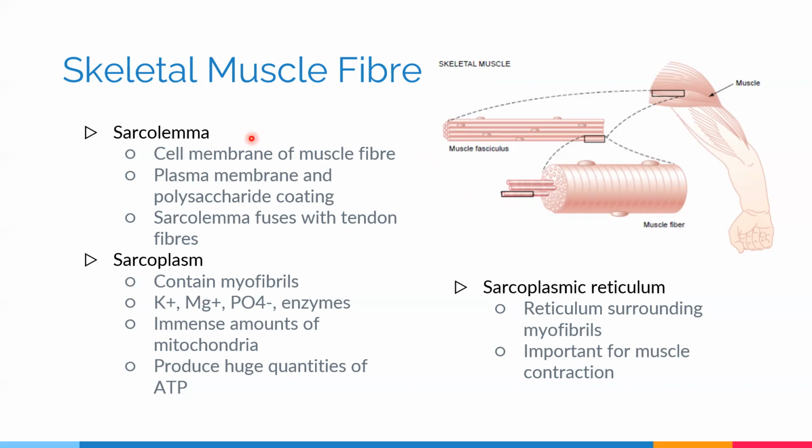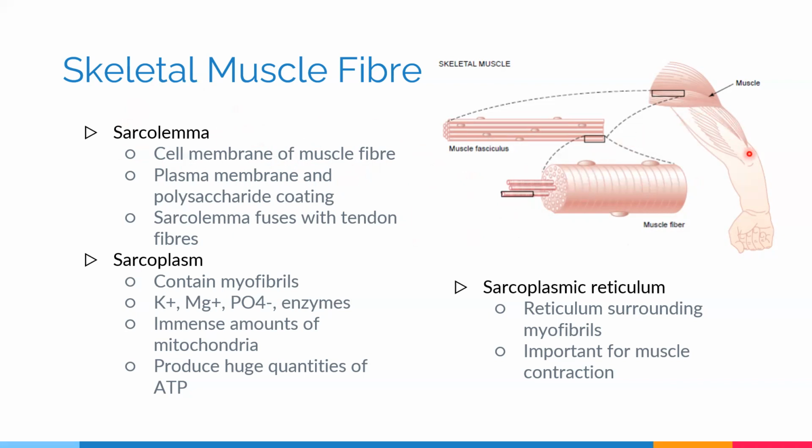To start off, the cell membrane of the muscle fiber is known as sarcolemma. It is the plasma membrane and has a polysaccharide coating on top of it. The sarcolemma fuses with the tendon fibers. So tendons are the part of tissue that helps the muscle join with a bone.